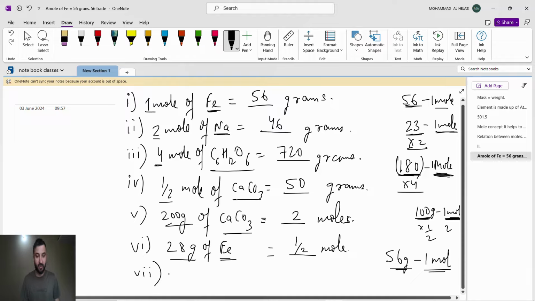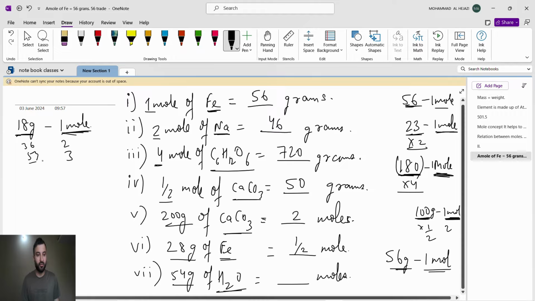The last one is 54 gram of water. Water is H2O. How many moles is it? So what will we find? We will find the molecular mass of water. The molecular mass of water is 18 gram, which means 18 gram is 1 mole. So 54 gram is how much? 1 mole is 18 gram, 2 mole is 36, 3 mole is 54. So 3 moles is 54 gram.